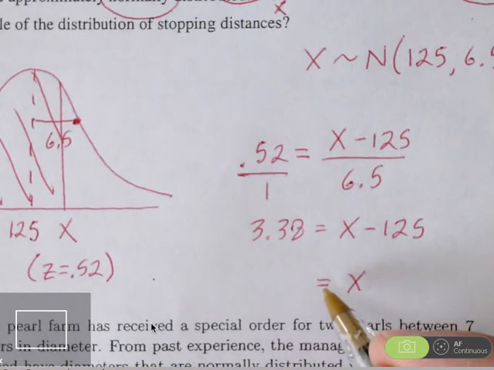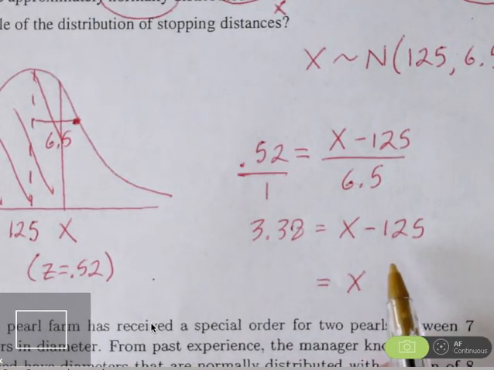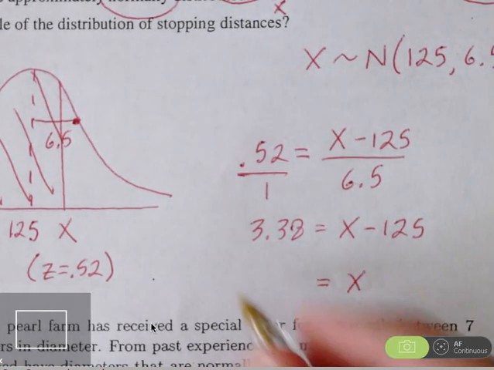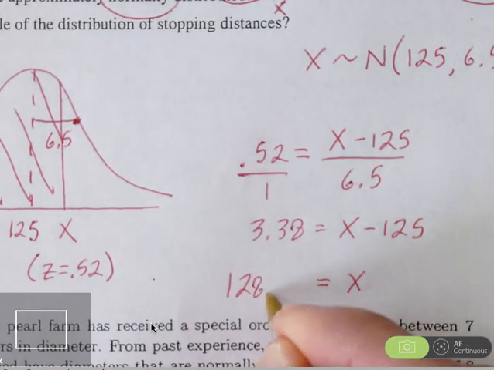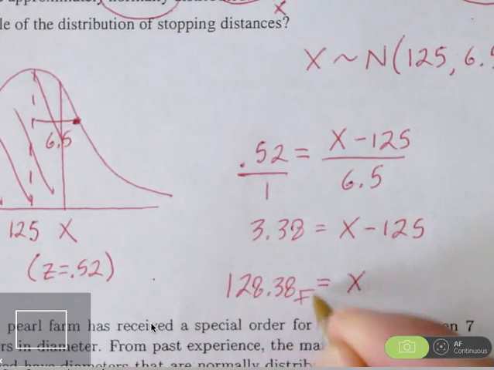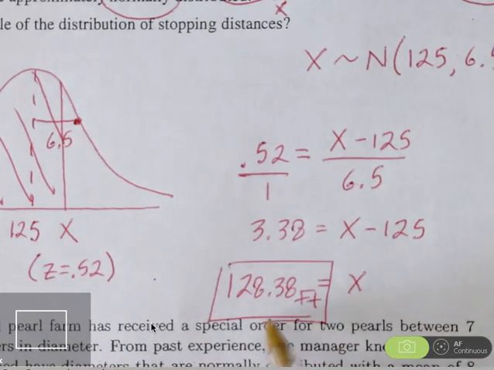So approximately the 70th percentile will be at 128.38. And that would be feet. I suppose I should label it. There we go.